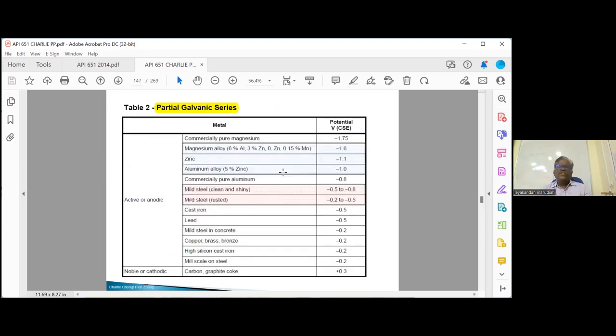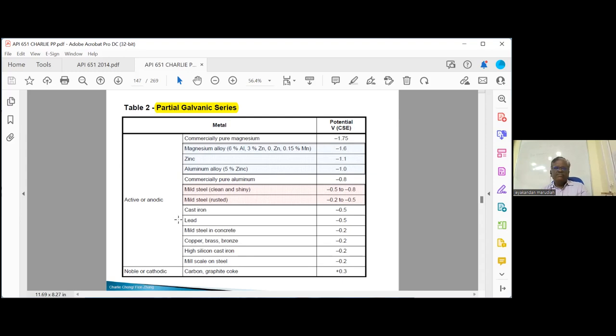Then this is a partial galvanic series. If you see here, this is the steel we normally use. Now, this is the potential voltage. Which one is the more noble material? Noble means it will not corrode under any circumstances: platinum. Platinum is the most noble material. Next one is gold. Next one is silver, like that.